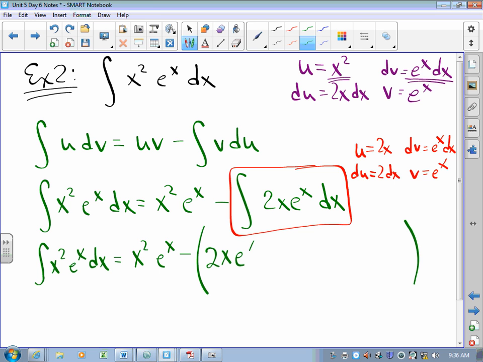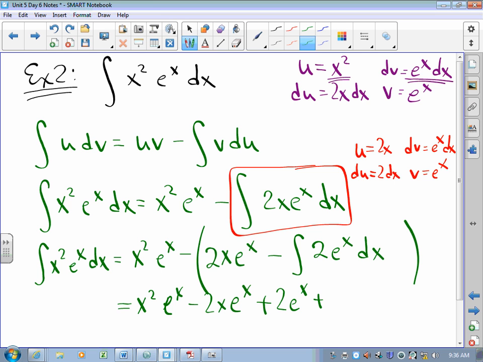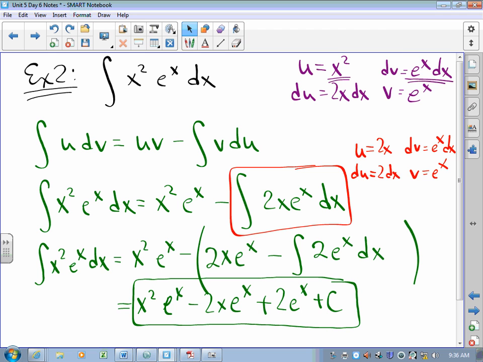uv minus the integral of v du. Oh, this is going to be sweet. v du is easy. And so what have we got? x squared e to the x minus 2x e to the x plus 2 e to the x plus a constant. We just run integration by parts more than once.